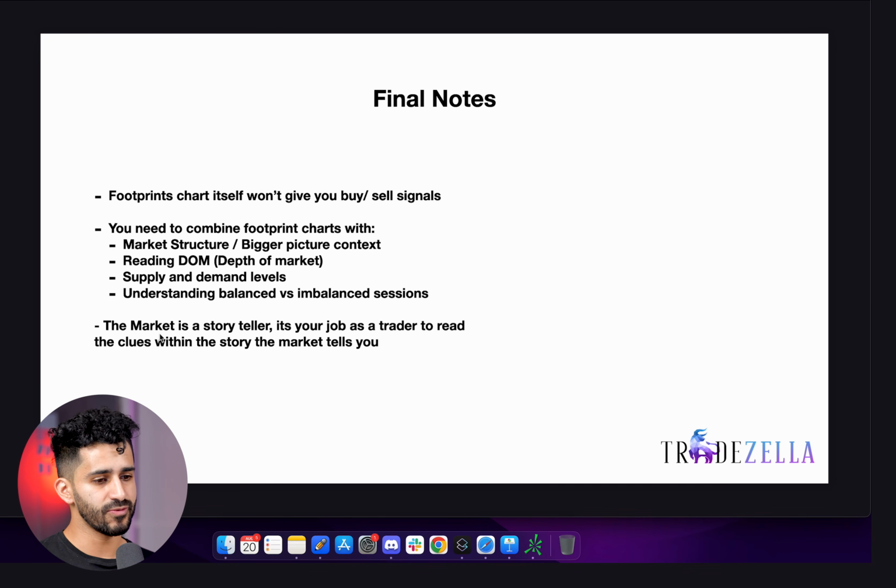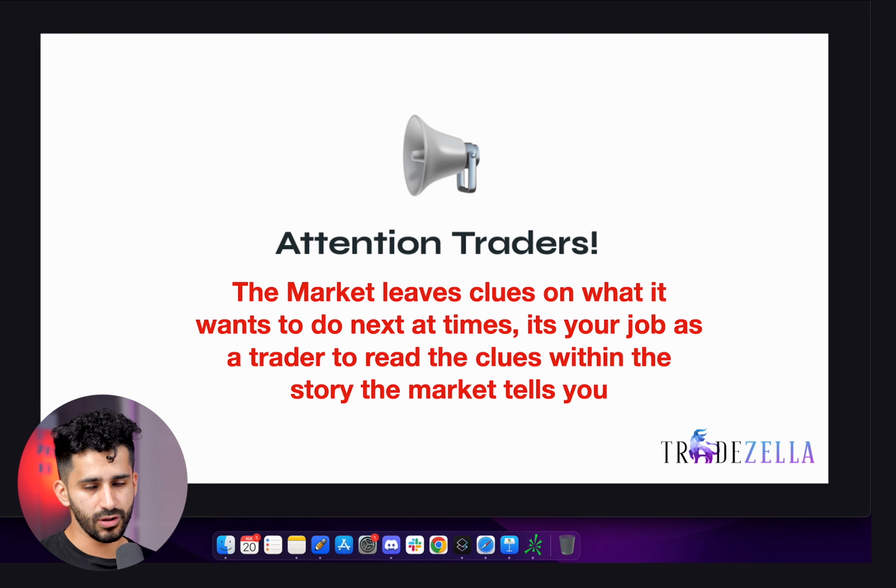And simply, like I said before, guys, the market is a storyteller. Our job is to read what the market is telling us, read how the market is trying to leave us context clues, and trade off that.